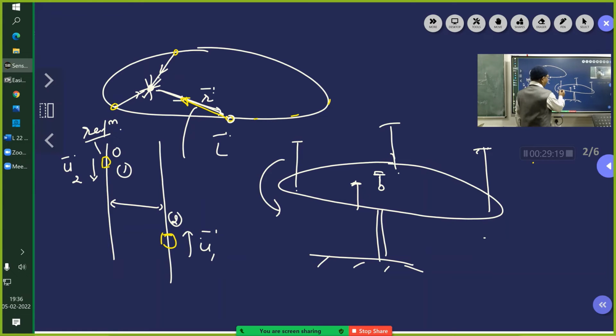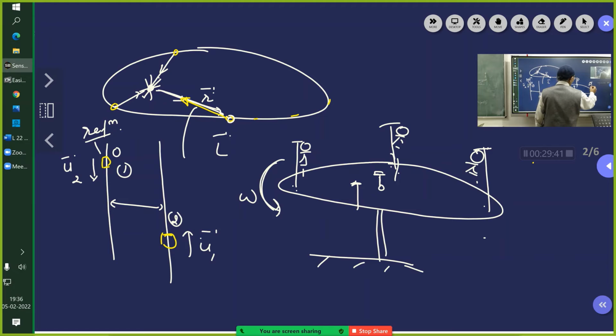So I made all these children stand here. 1, 2, 3, 4. Then I rotated this with omega. They were all standing and I rotated it, and it started rotating. One boy was standing here, another boy here, another boy here, another boy here. Then I asked all of them to slowly move to the center.